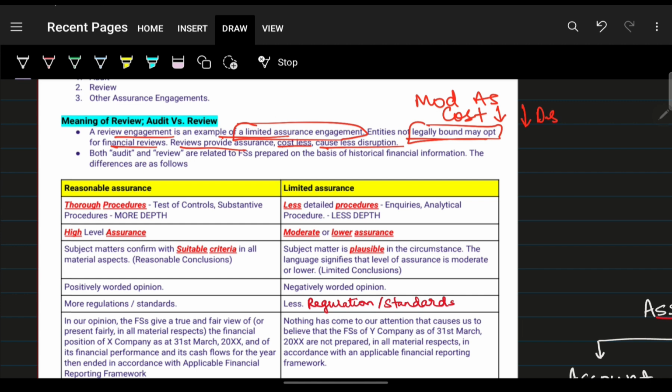Next, both audit and review are related to financial statements prepared on historical financial information. As I was telling you, audit and review are based on historical financial information, whereas other assurance engagements can be related to prospective financial information also. Okay.